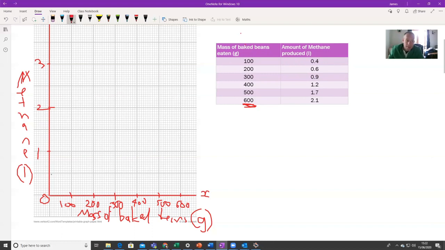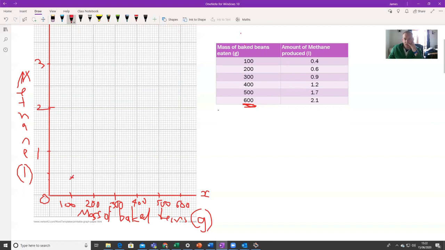So I can split this up. That would be 0.5. And so here, to get to 0.5, I've got 10 squares. So each little square is going to equal 0.05. 2 squares together equals 0.1. So I'll go up 1, 2, 3, 4 here. And there would be my first point. So that is 100 going along the x-axis, and it's 0.4 going up my y-axis.